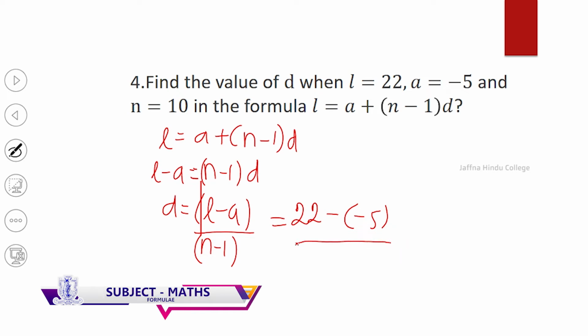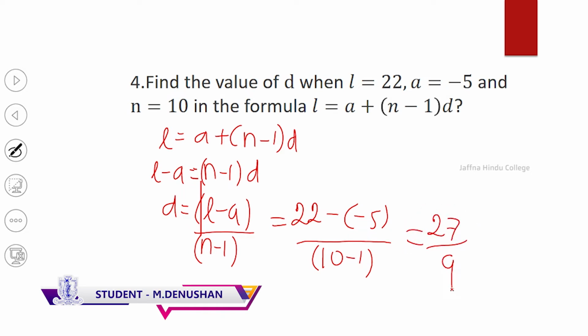And n is equal to 10 minus 1. By simplifying, we obtain that 27 over 9 is equal to 3. Therefore d is equal to 3.